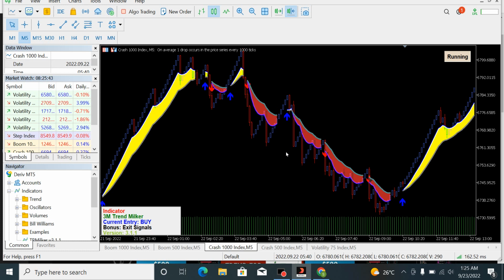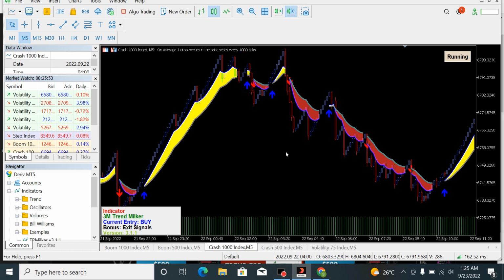Another thing I need you to know is that there are some good indicators that will help you to know when to go into the market and when to exit the market. For instance, let's say you don't want to trade spikes for crash, then you should trade when the market is on an uptrend. This is a very good indicator. It is called the 3M Trend Milker indicator. This is the indicator that most of my subscribers have been using to milk the market successfully.